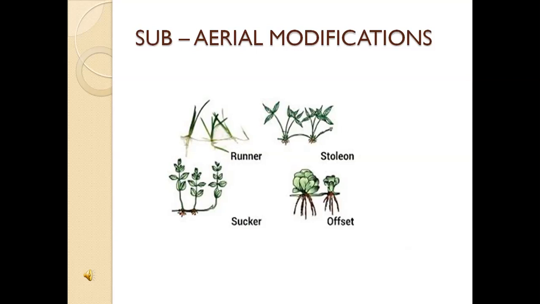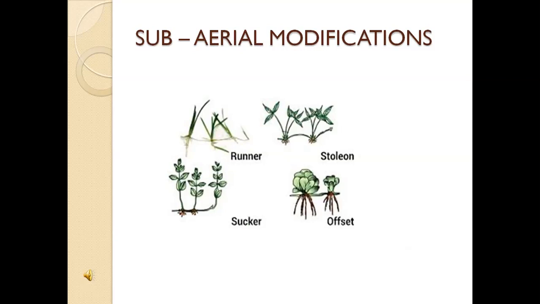Second one, stolon. Stolon is a slender branch of the stem that grows upwards to some distance and then bends towards the ground. Upon touching the ground, it gives rise to a new plant. Example for stolon is strawberry.